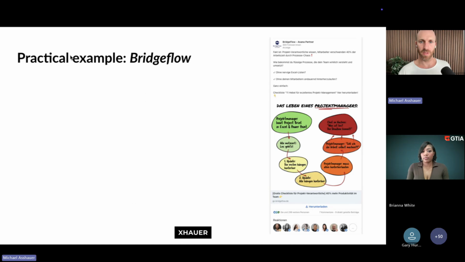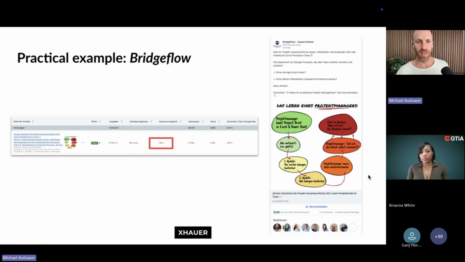And then here a little practical example of that. You see here this advertising, this is an Asana partner, Bridgeflow, a client of ours. Here we just had this little infographic. And you see there are a lot of reactions below that ad, and the cost per lead in that case was €7.42. Probably some of you already tried or are using lead generation campaigns on LinkedIn. You could tell that below €7 or below 10 euros or dollars is very, very low.